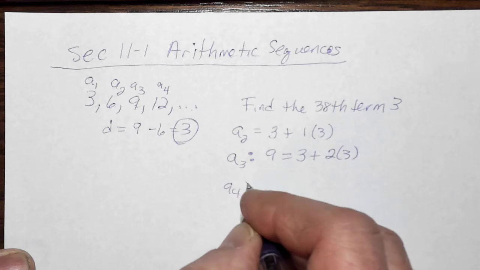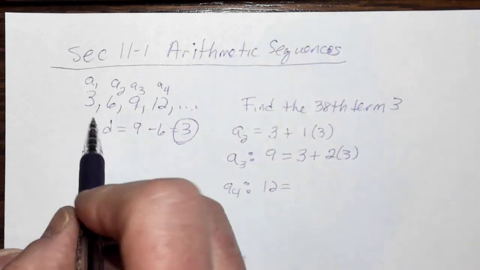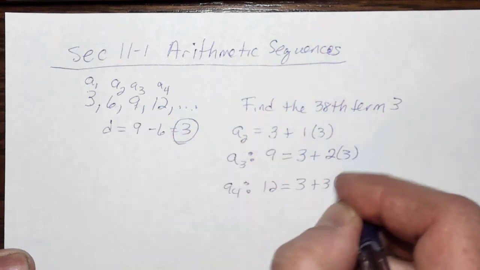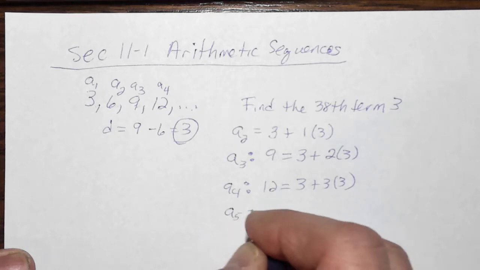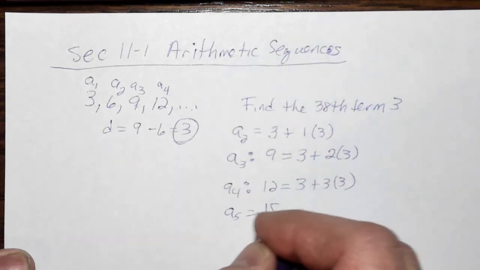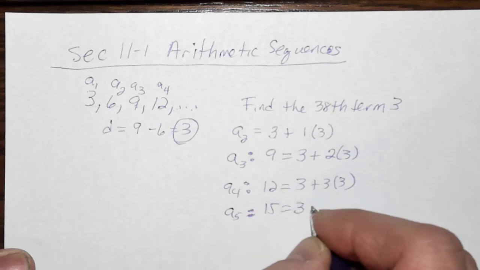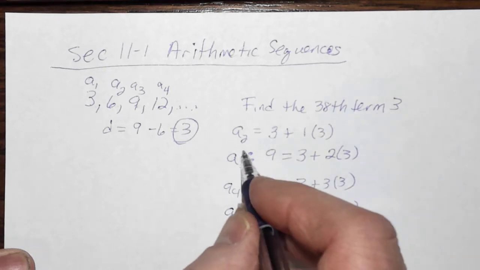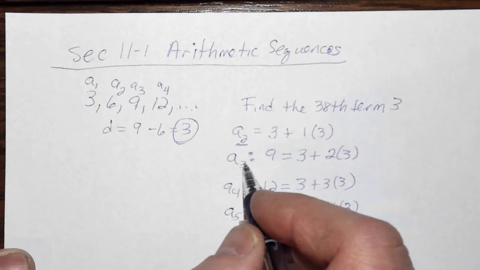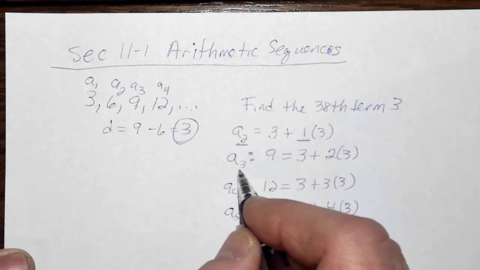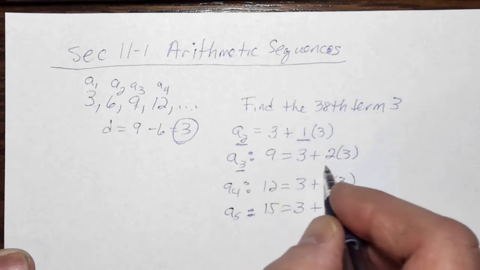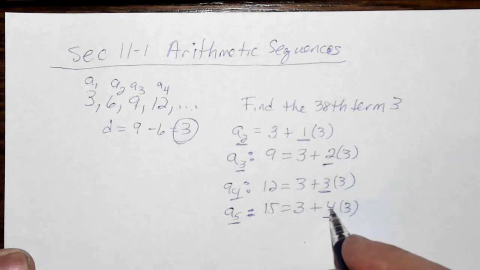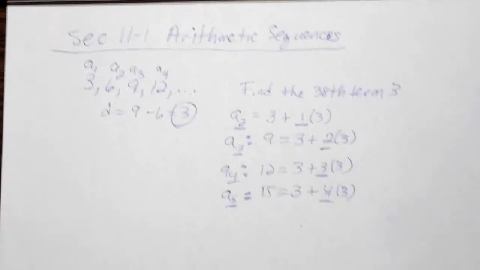If I look at the fourth term, 12, what I did was I added 3 once, twice, 3 times. And if you look to the next term, the next one would be 15. That's going to equal 3 plus, I would have added 3 4 times. What's interesting is look at the subscript of the term that we're finding, and what this number is here: 3 and 2, 4 and 3, 5 and 4. Notice that this number is just one less than whatever term we're trying to find.